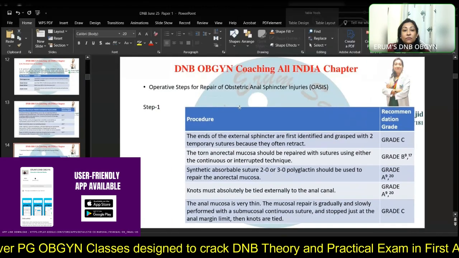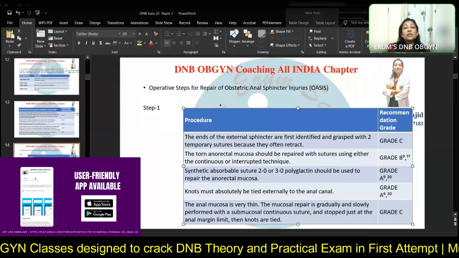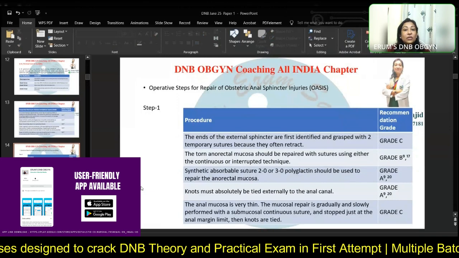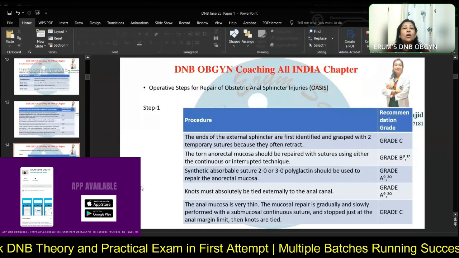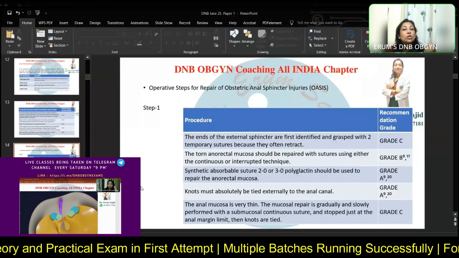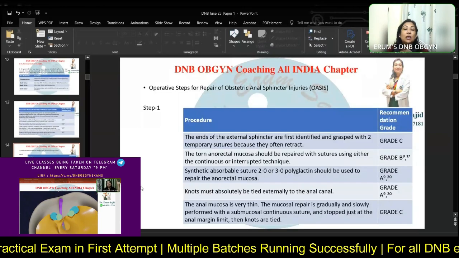Then let's talk about the first step. Step 1, the ends of the external anal sphincter are first identified and grasped with temporary sutures because they often retract. So the external anal sphincter, you just hold with two Allis clamps, and then you put a stay suture in both of them and just hold them.